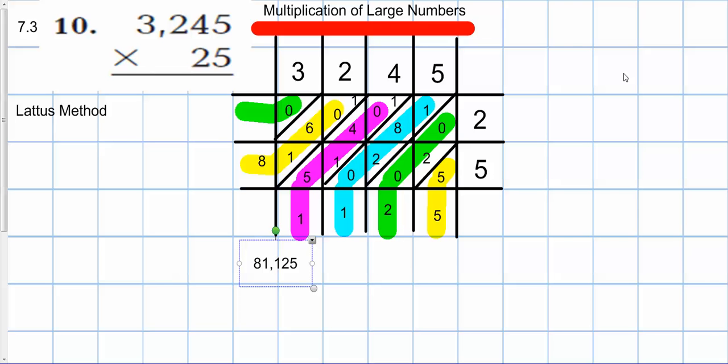Now again, I don't care what method you use as long as you get the right answer. If you like lattice, use it. If you don't like it, by golly, don't use it then.